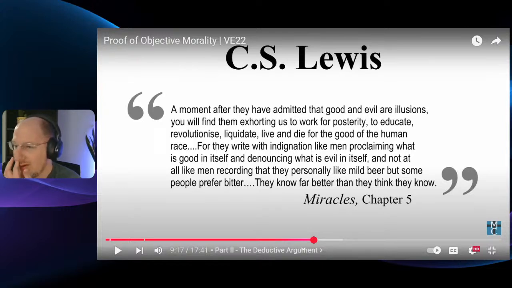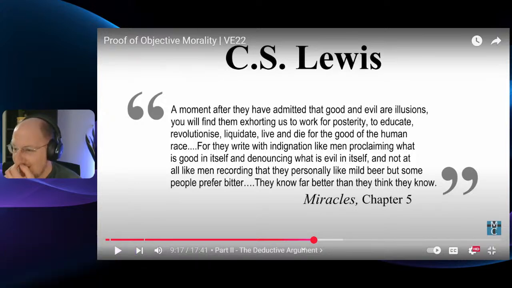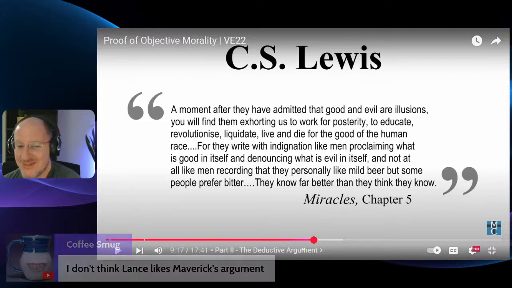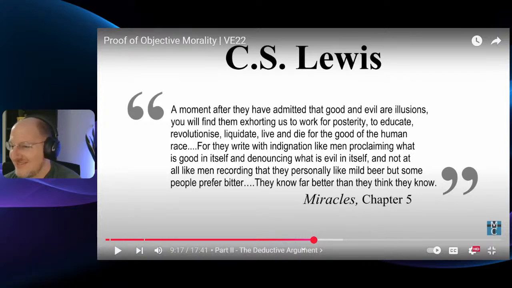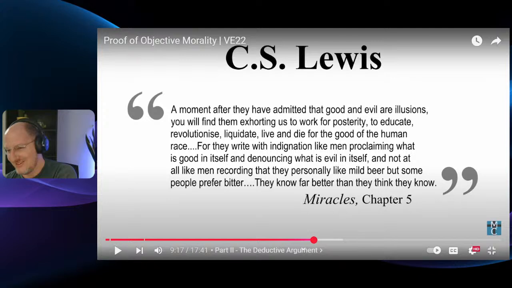All right, people joking. Ben Singleton says the qualia tax. What is the qualia tax? Coffee says, I don't think Lance likes Maverick's argument. All right. People talking about various sorts of things in the chat. Question says, how much does one have to pay to get true tingles? Are they catching? All right. More people arguing with each other.